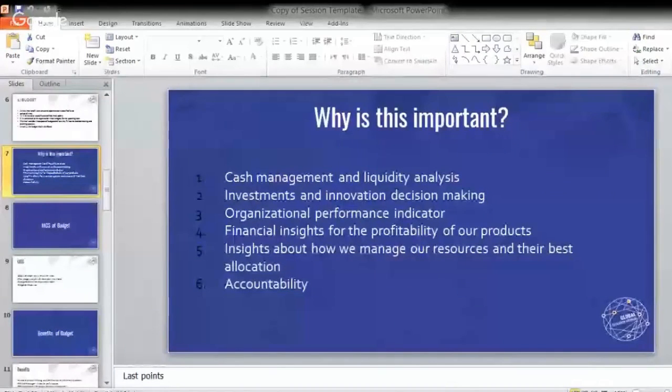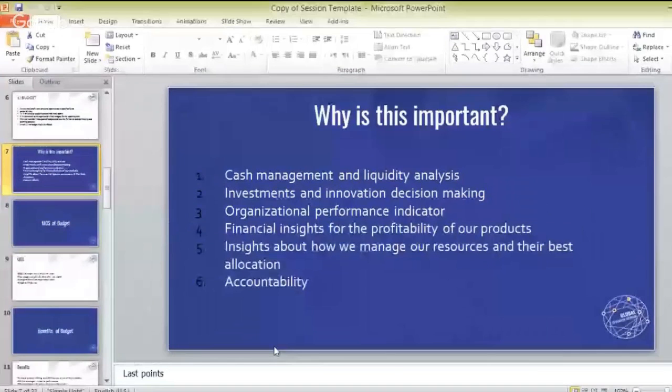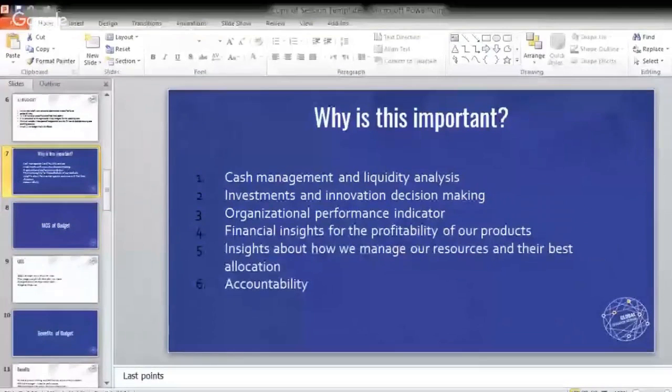What is the importance of having a budget now? Now we understand what a budget is. So now, what about the importance of having a budget? The first thing is cash management and liquidity analysis.